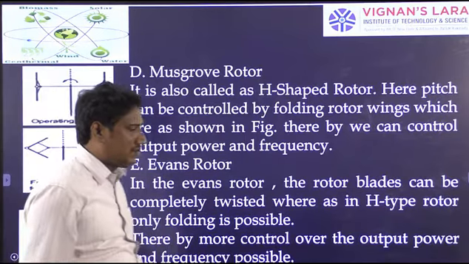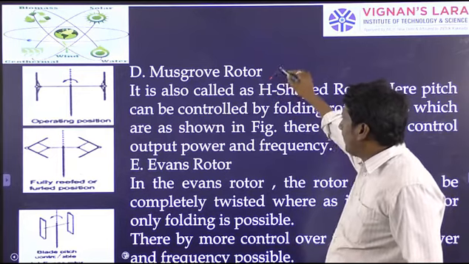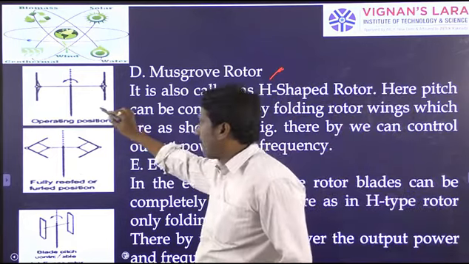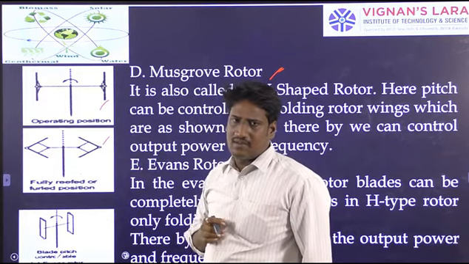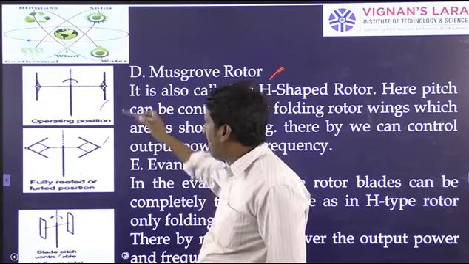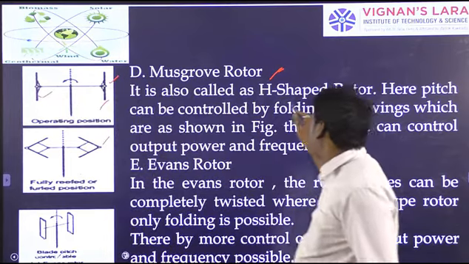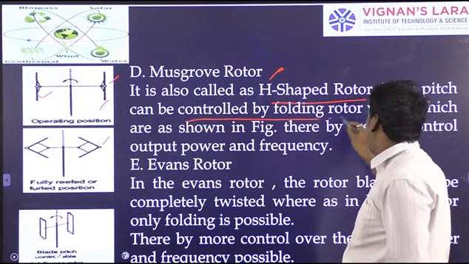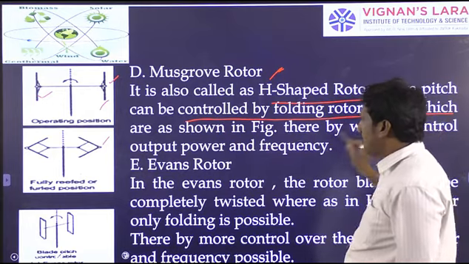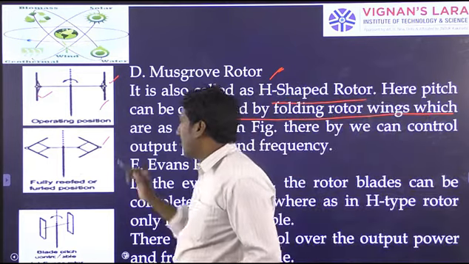Next, coming to the Musgrove type of rotor. The main drawback in the earlier case, the Darrieus type of rotor, is that you cannot control the pitch. Here the pitch of the blades will be controlled. It is also called an H-shaped rotor. Here the pitch can be controlled by folding the rotor wings, as shown in the figure. Thereby we can control the frequency and output power.